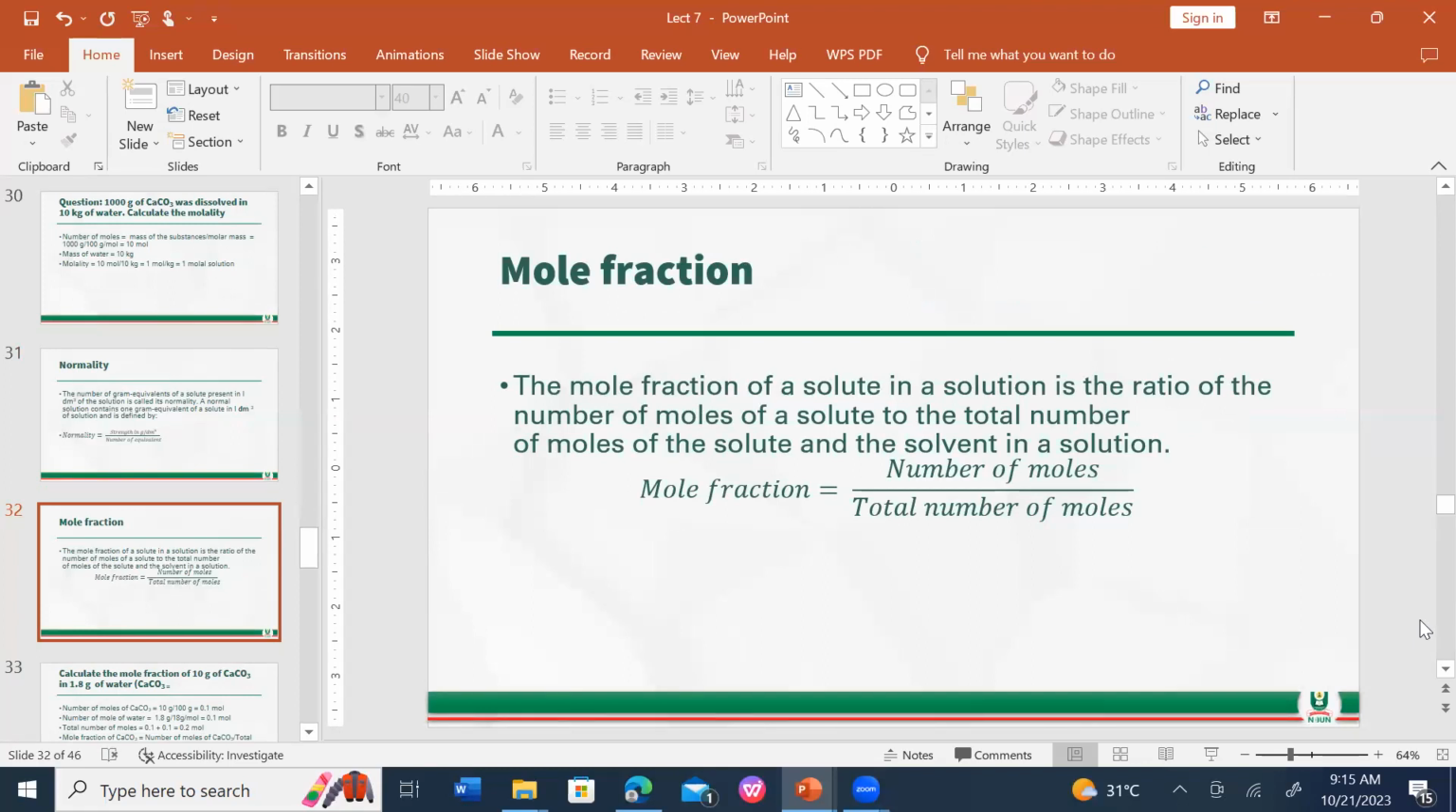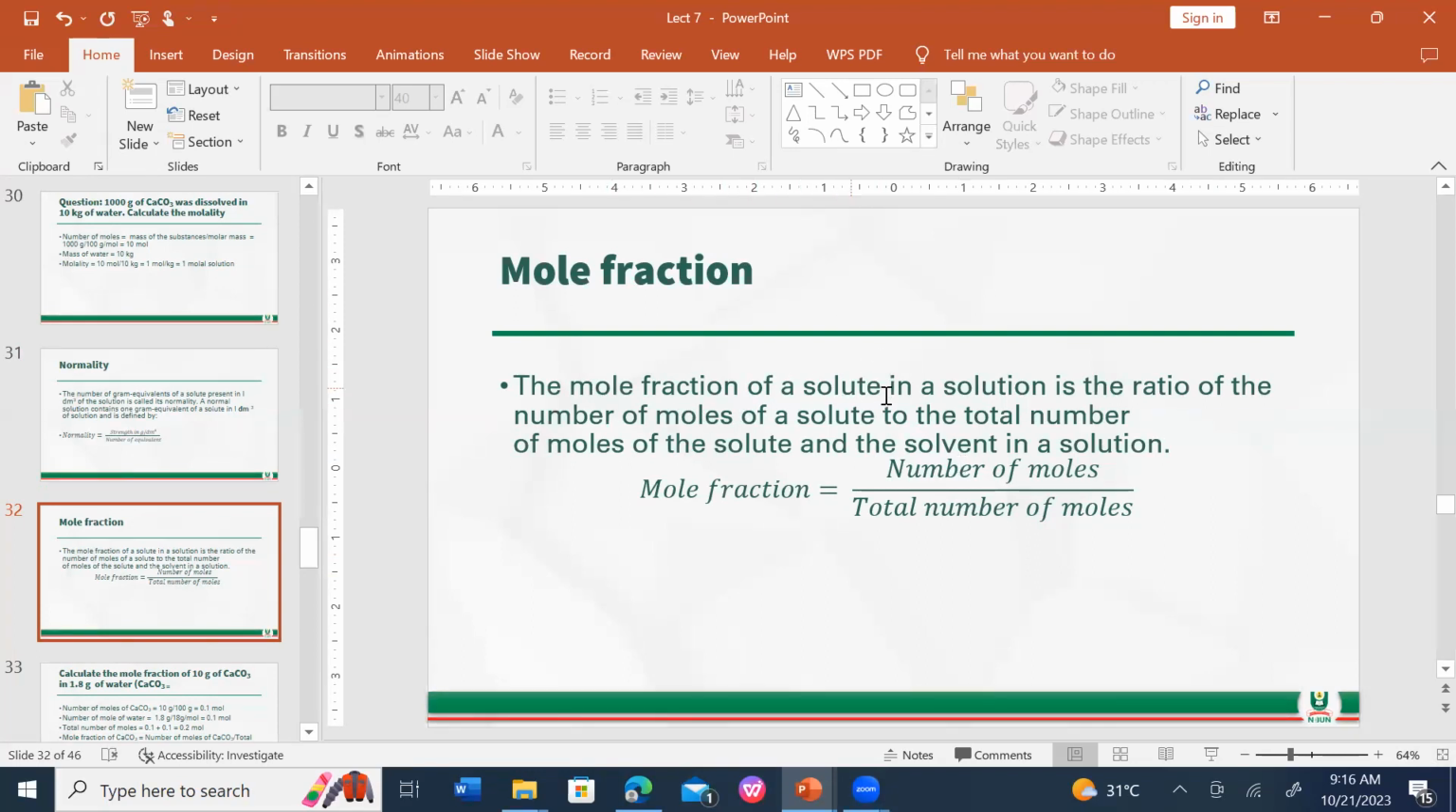The next concept we'll talk about here is mole fraction. The mole fraction is defined as the number of moles divided by the total number of moles.